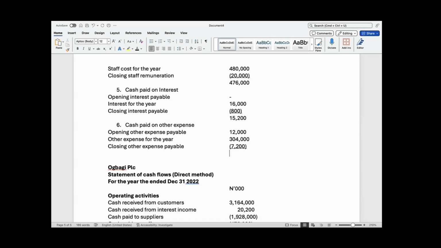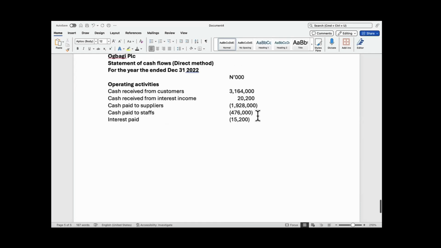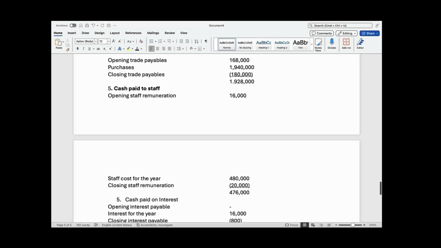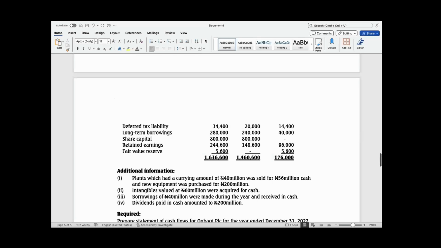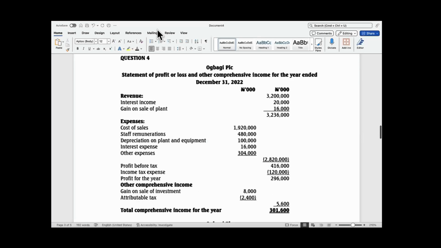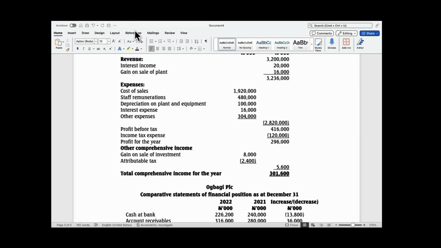300,000, 800. 308,800. Okay. My cash other interest expense paid, 308,800. Okay, good. So after my other expense paid, what's the next item here? Profit before tax. Okay, so that one is an answer, so I won't touch that.